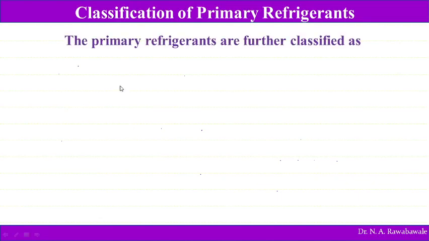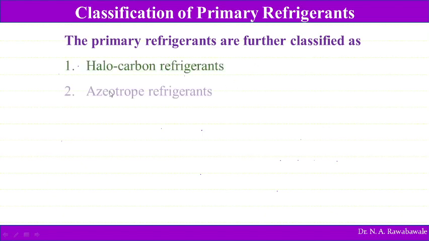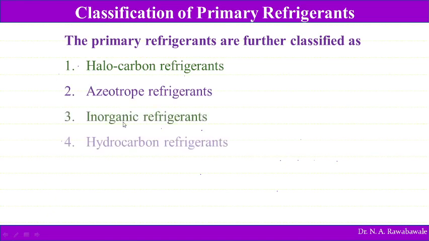Now we will see the classification of primary refrigerants. Primary refrigerants are further classified into four categories: first, halocarbon refrigerants; then azeotrope refrigerants, inorganic refrigerants, and hydrocarbon refrigerants.